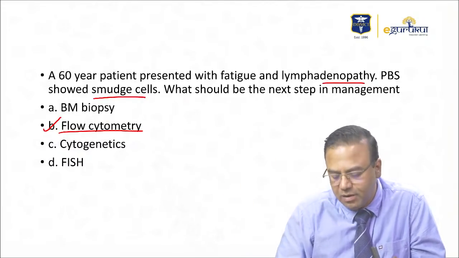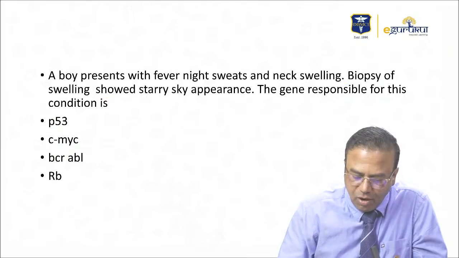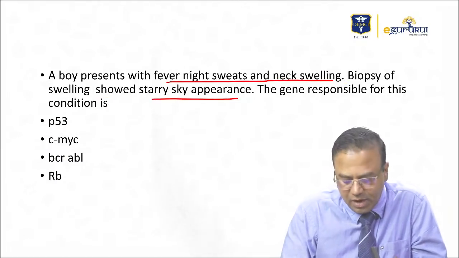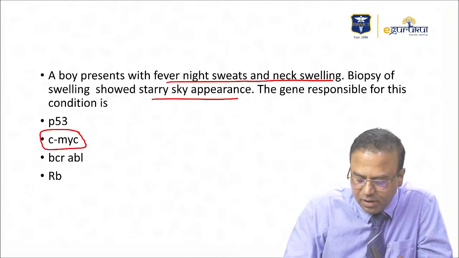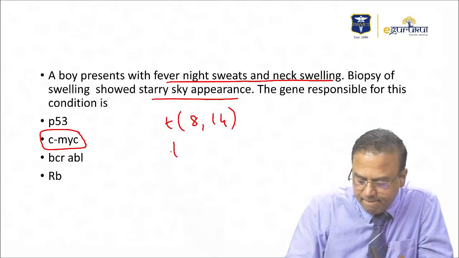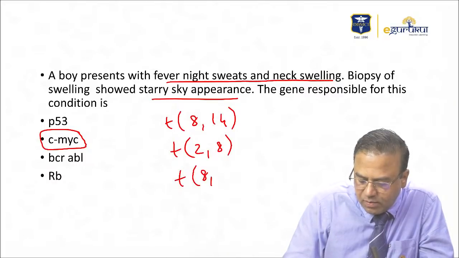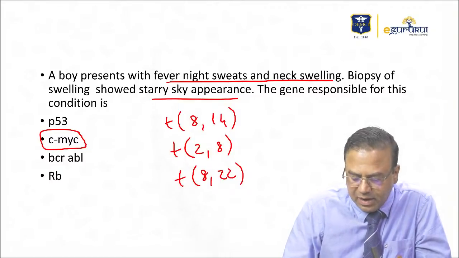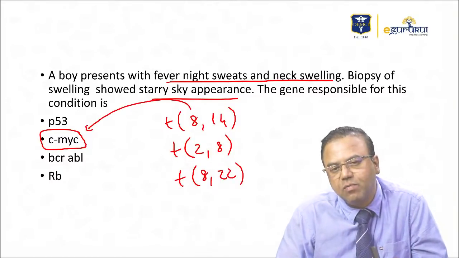So a B-cell and T-cell combined marker on the same cell will get you the diagnosis that this is going towards CLL. A boy presents with fever, night sweats, neck swelling, starry sky pattern, which is straightforward, and you all know that this is basically C-MYC. You know Burkitt's lymphoma translocations: this is 8-14, 2-8 and 8-22. Notice in this, 8 is constant, and 8 is basically the oncogene, that is C-MYC.